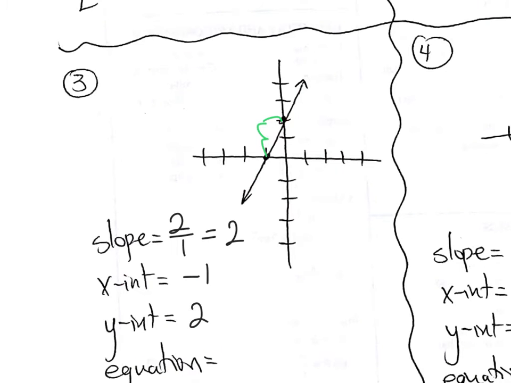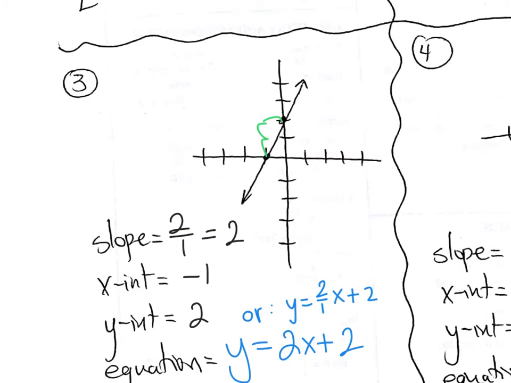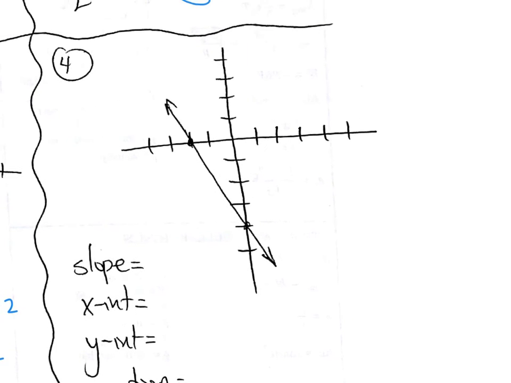So for our equation, we're again using slope-intercept form. We can say y equals our slope times x plus our y-intercept. It's just a coincidence that these two numbers are the same. You could also say y equals 2/1 x plus 2. Same thing. Good work.